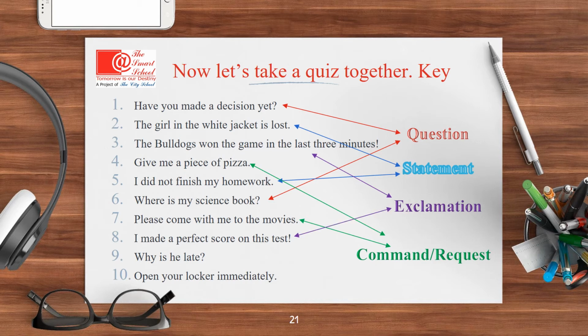That's an exclamation. Why is he late? Again, a question. Open your locker immediately. Very well, it's a command. Well done, everyone.